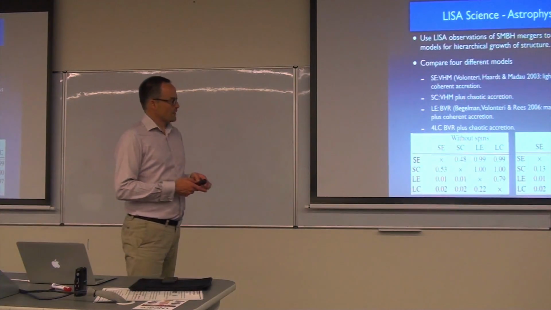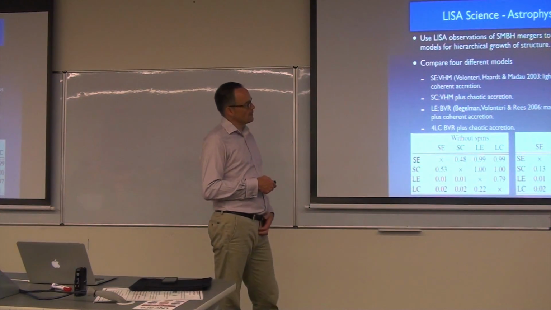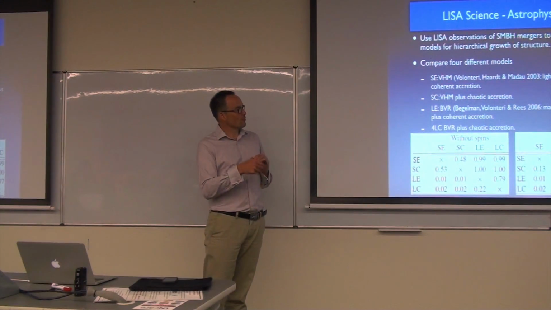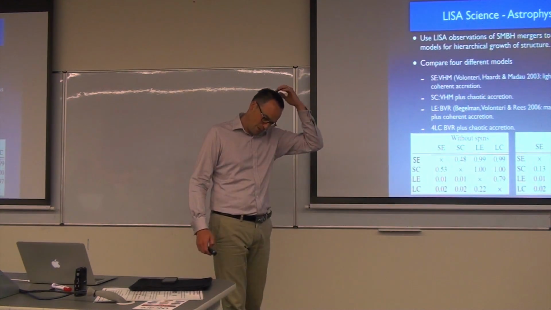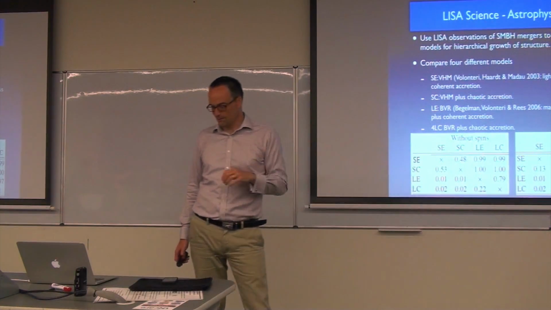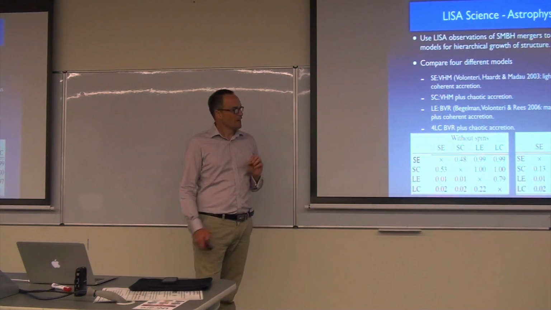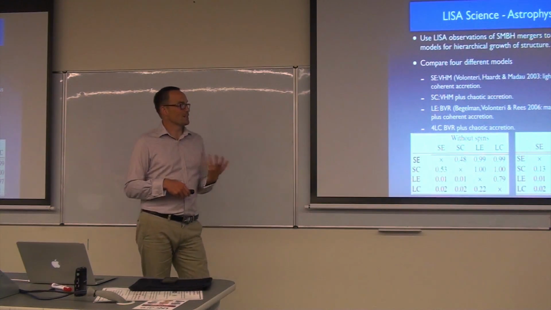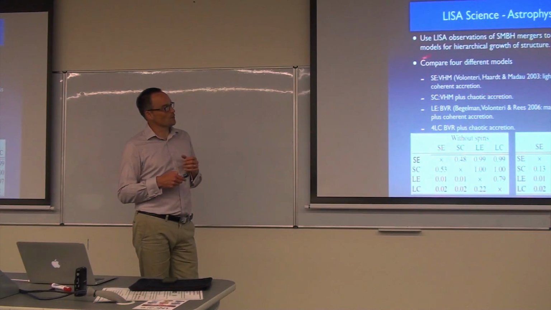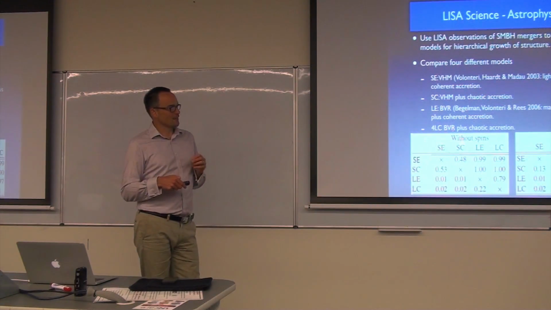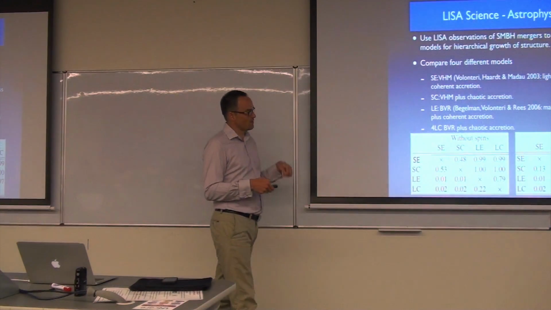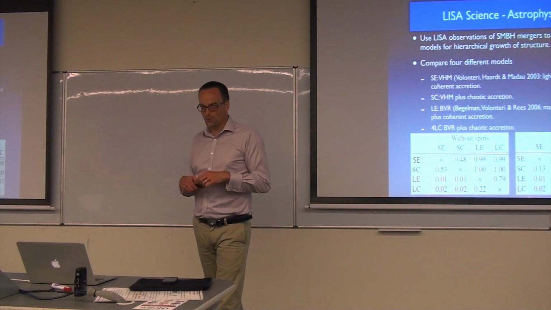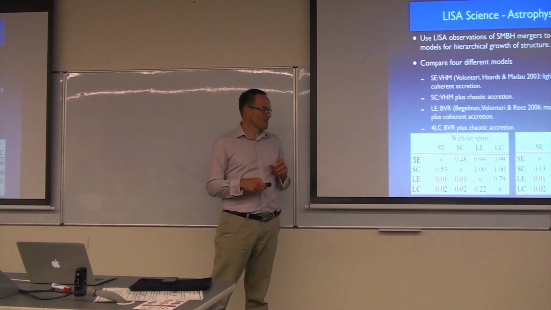Okay, so I'll finish with one example of some work that we looked at. As I emphasized, there are these different predictions for the formation of black holes in the centers of galaxies. They predict very similar numbers of events with LISA, but the properties of those events are very different. And so what you can hope to do by using LISA observations is to tell the difference between these light seed models and the heavy seed models, and also attempt to tell the difference between models of accretion processes.